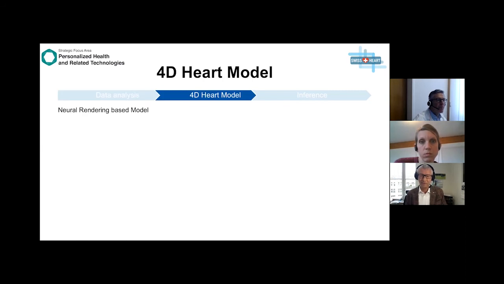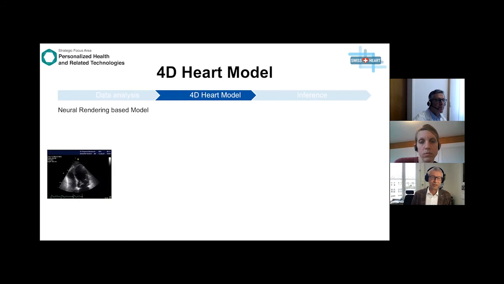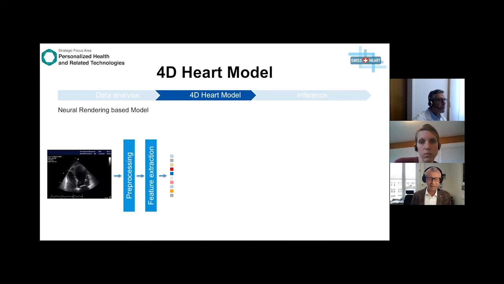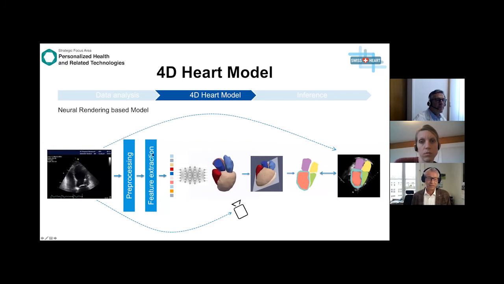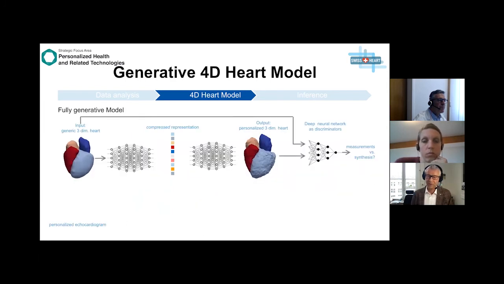Now, to put it together, to have a heart model, we need neural rendering-based models. So again, the input, you do your pre-processing and your feature extraction. And then you have your network, which converts these extracted features then in the geometry. For this type of analysis, you also have to predict the viewing angle, and then you can start analyzing particular parts of this digital heart model to give you the segmentation. You then can confirm this segmentation with looking at the original echoes and then draw your conclusion. So this is one way of achieving that.